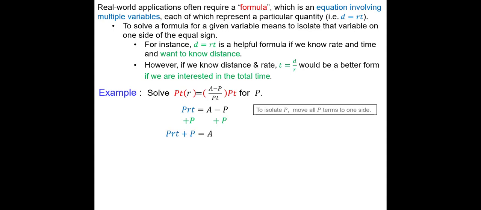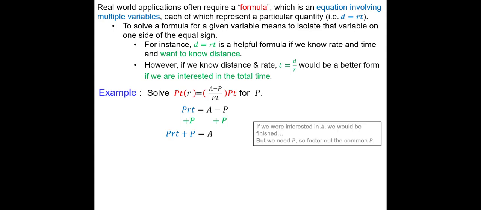Now this equation would be perfectly acceptable. This equation here is exactly the same as the original equation that was given, except it looks different. We manipulated it a little. And this equation would be perfectly acceptable if we were interested in finding a. But in this case, we're trying to find p. So why don't we factor out p from the left side? So by pulling out a p from the left side in both terms, we're left with rt plus 1.